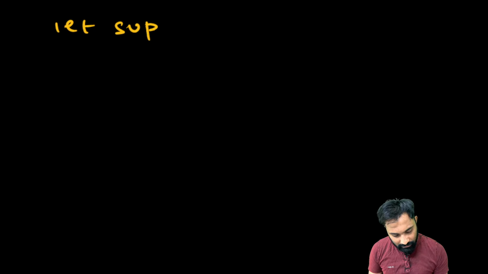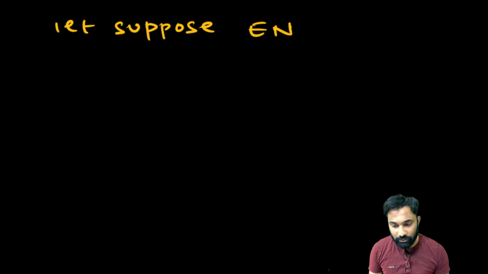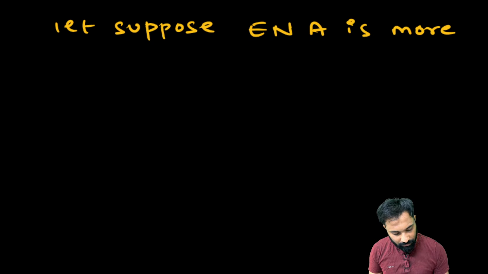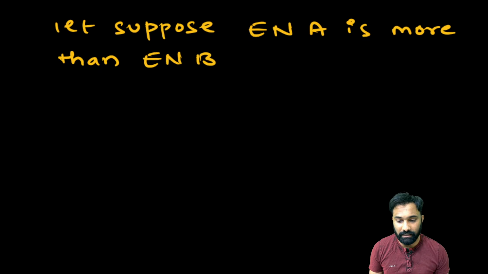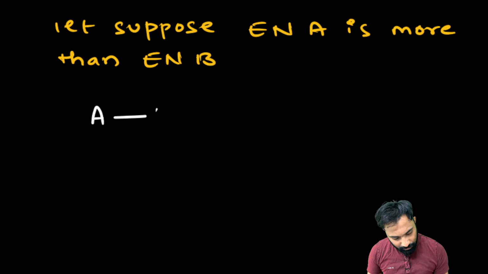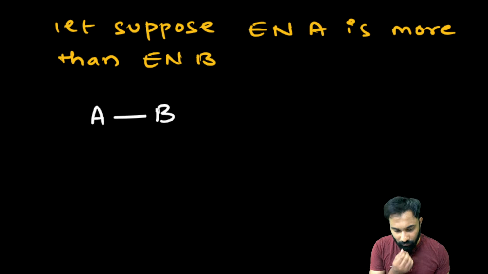What you have to remember is, let's suppose the electronegativity of A is more than the electronegativity of B, right? Let's suppose this A and B have formed one compound. Now what is the oxidation number of A and what is the oxidation number of B?